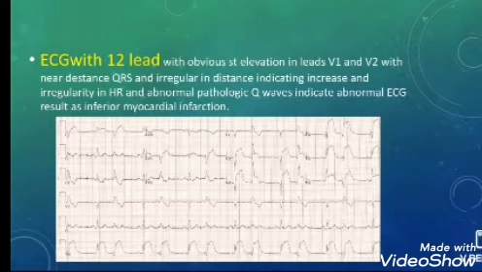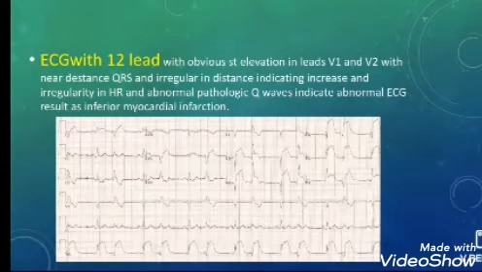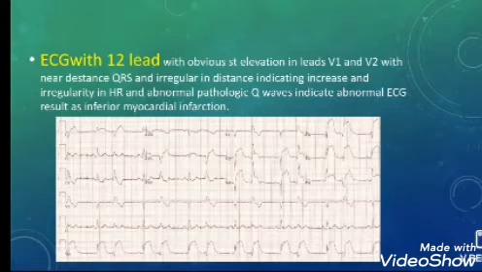Here we have a chart with an ECG with obvious ST elevation in leads V1 and V2, with narrow QRS complexes indicating irregular tachycardia, and pathologic Q waves in V1 and V2 with obvious ST elevation, indicating a myocardial infarction located in the anteroseptal region.